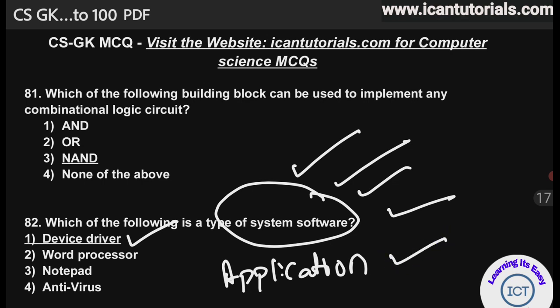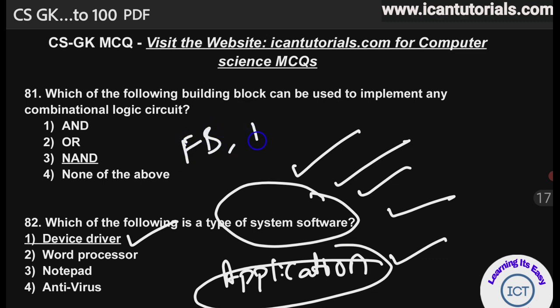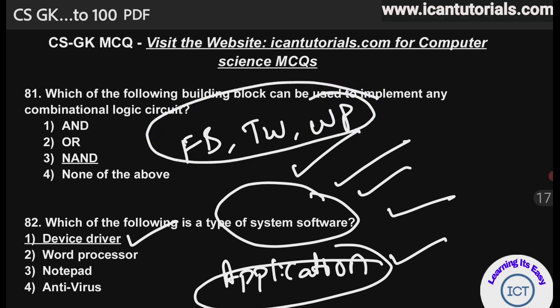Application software means the software used for specific purposes like messaging, chatting. For example, Facebook, Twitter, WhatsApp, all these are called application software. Without these, our computer or laptop also works properly. That's why they are called application software. They are used for a specific purpose. But without system software, our computer or laptop will not work properly. That's why they are called system software.